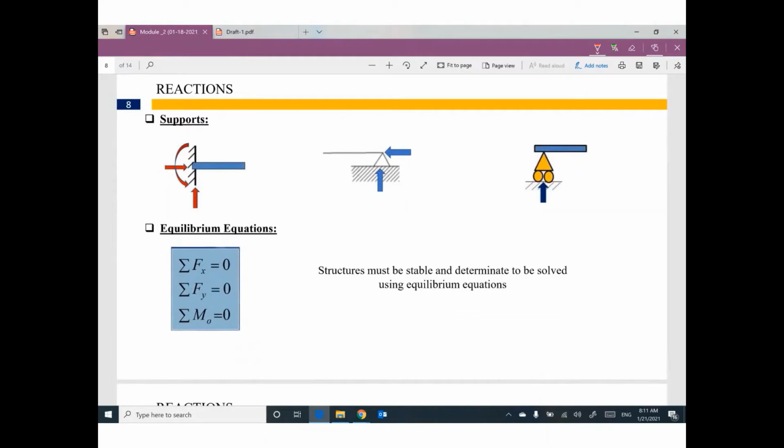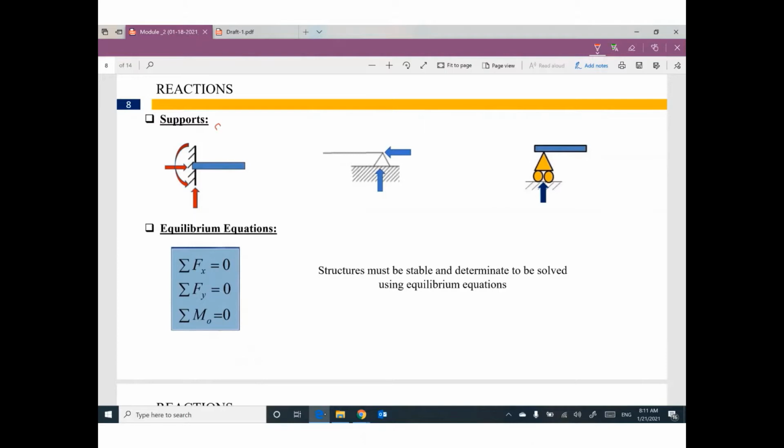Our topic today is an old topic, reactions. Reactions, how to calculate reactions for any structure. We have three different types of supports. I covered this last meeting.